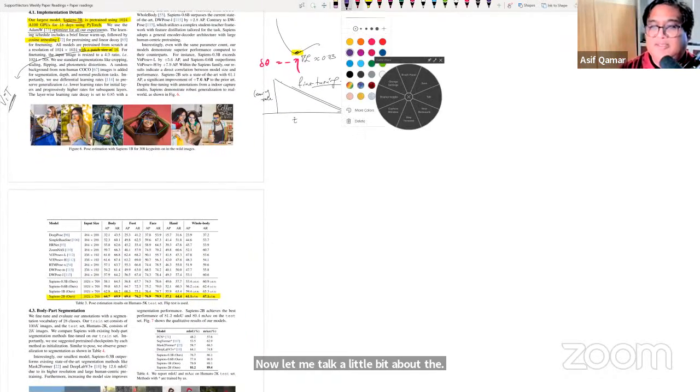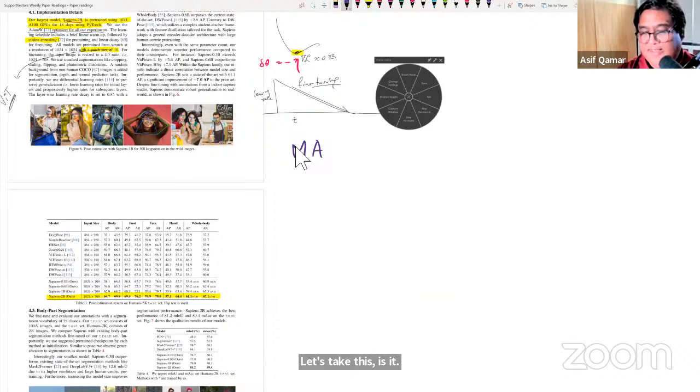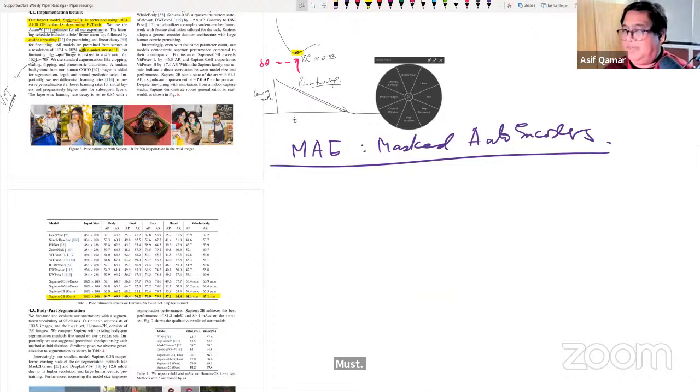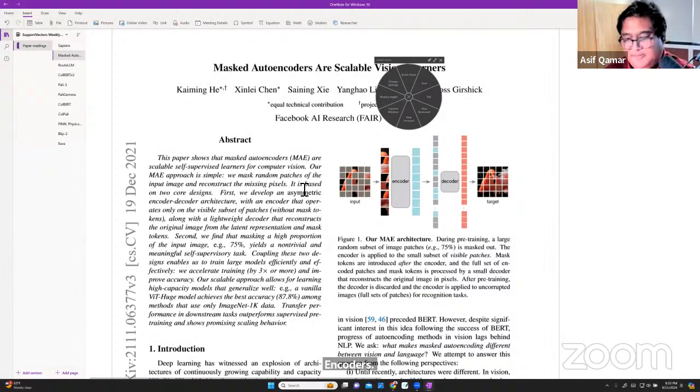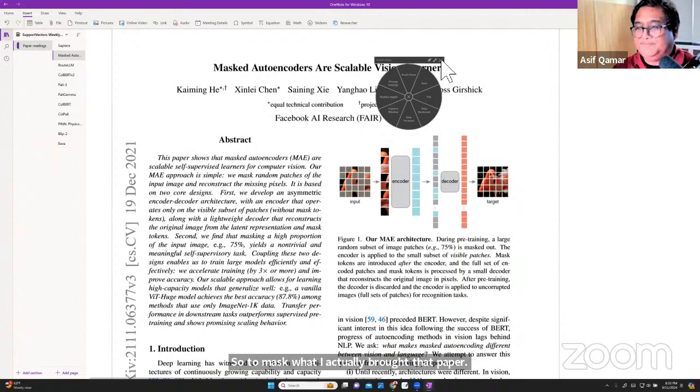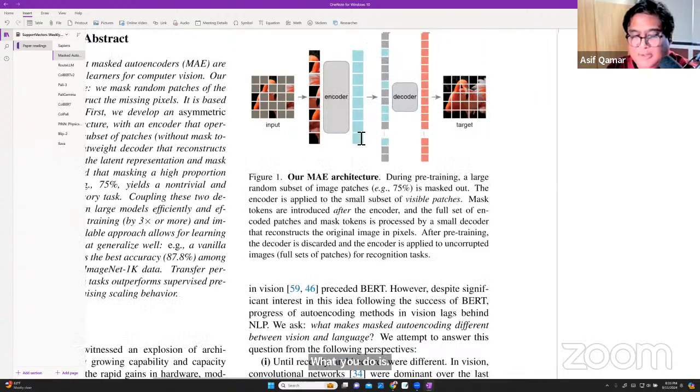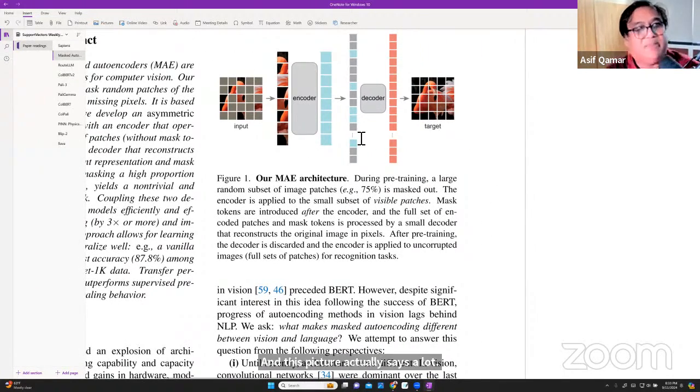Let's take this as a context. MAE, masked autoencoders. I actually brought that paper up, and I'll use that for a very short explanation of it. Suppose you take a flamingo. Here is your flamingo. This picture actually says a lot. You cut the picture out into patches, and suppose you mask out 75% of the patches. So what does it mean? Only 25% of the patches will remain.